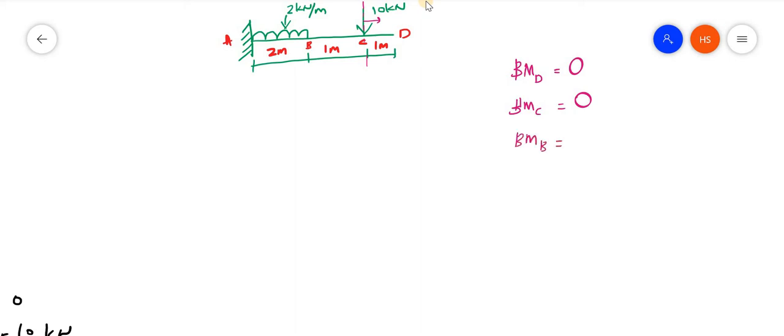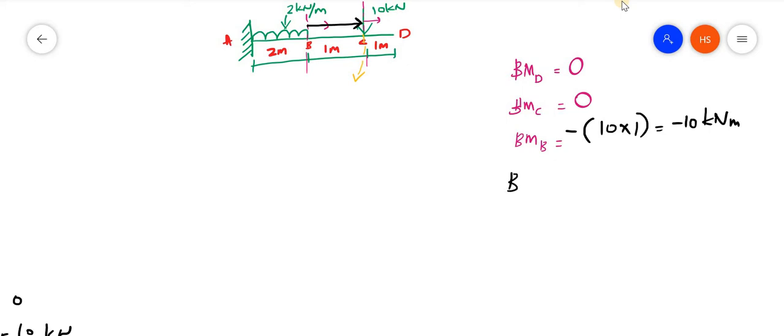Now bending moment at B. This is the point. So I am considering this one. From here, what is the load? There is a 10 kilonewton. This load will be rotating like this, that is in the clockwise direction. Clockwise direction we are taking as negative. The right of section is taken as negative. So minus of 10 into the perpendicular distance, this one, that is 1. That is minus 10 kilonewton meter. That is bending moment at B.